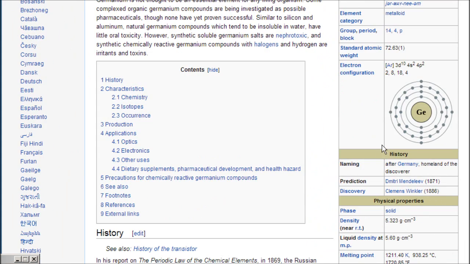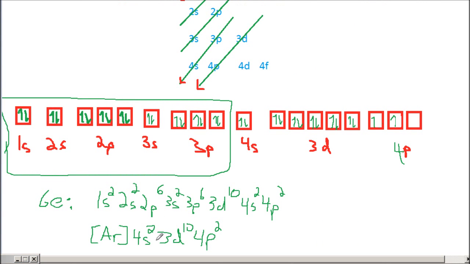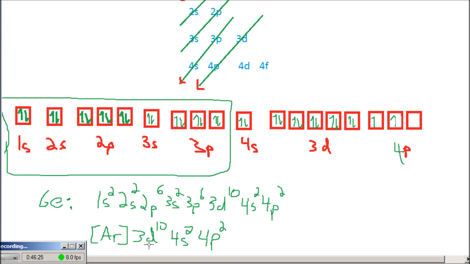Wikipedia: 3d10, 4s2, 4p2. So Wikipedia orders them not by energy but by principal quantum number first. So according to Wikipedia, I got to flop the 3d and the 4s. So that's the electronic configuration for germanium. It's pretty straightforward, I think. Once you get it down, you can do all the electronic configurations.